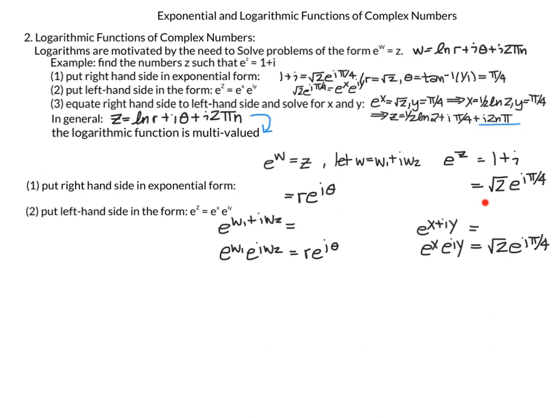For my example here, my z, I'm going to just make it equal to x plus iy. So we have e to the x, e to the iy, and I bring down the right-hand side, which is the square root of 2 e to the i pi over 4.